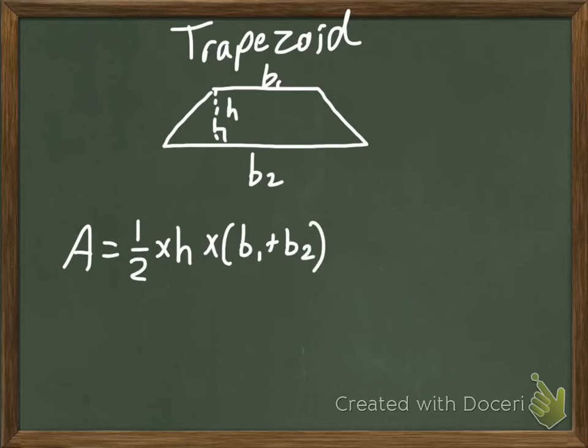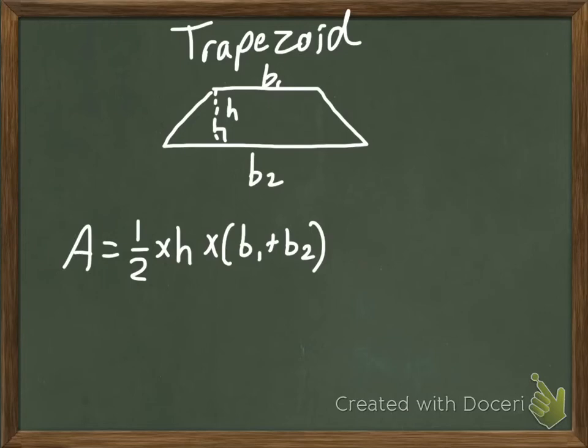Okay, our last figure is a trapezoid. The trapezoid is kind of funky with its area. To find the area of the trapezoid, you're going to take 1/2 times the height, and the height is from base to base. So whatever your base is, you take that, drop it down a perpendicular line to your other base, and that's your height.